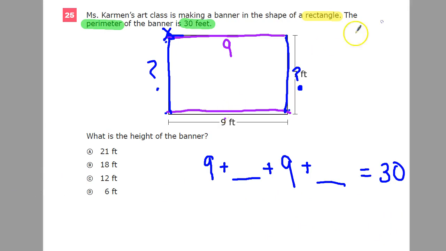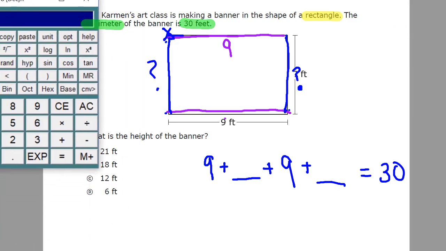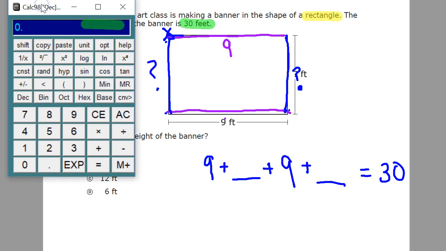But instead, what I'm going to do is look at my answers and see if I can sort of get a feel for what might belong there. So let's just try some numbers. One of the choices here is 6.